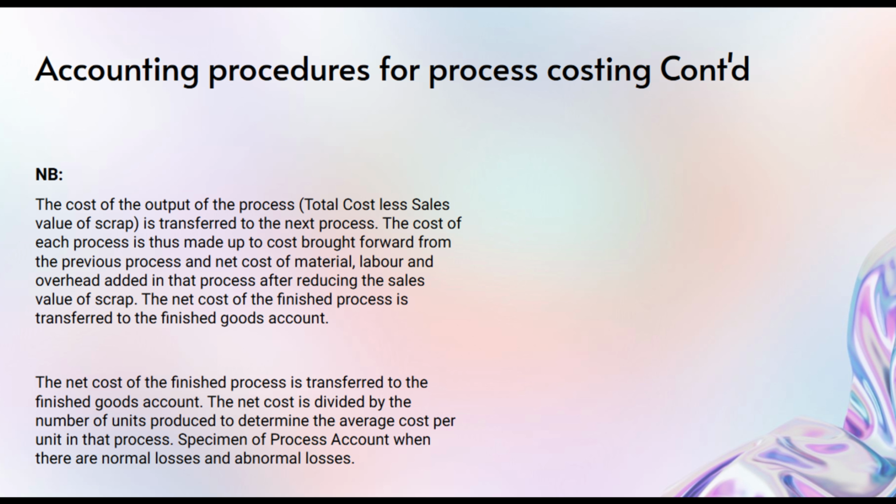The net cost of the finished process is transferred to the finished goods account. The net cost is divided by the number of units produced to determine the average cost per unit in that process.